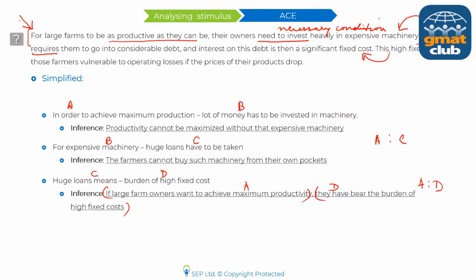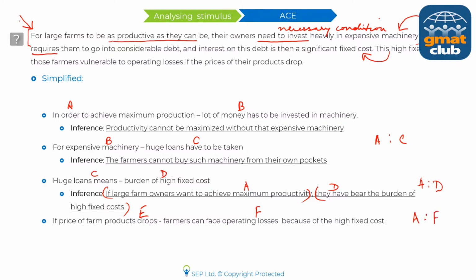You do know what are losses, right? So no need to overthink here. What we are saying is an increase in the fixed cost is going to open those farmers up to facing losses if the prices of their products drop. Okay, great. I'm going to simplify that. If price of farm products drop, so this is my E, farmers can face operating losses because of the high fixed cost. So this is my F, which means now I should be able to draw this inference, correct?